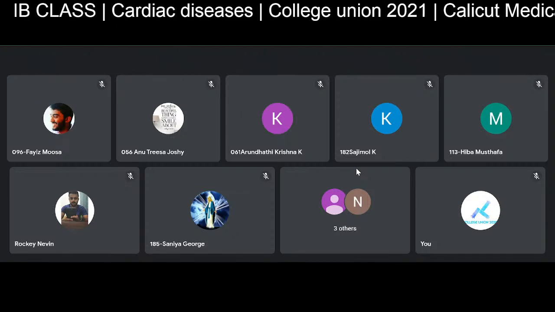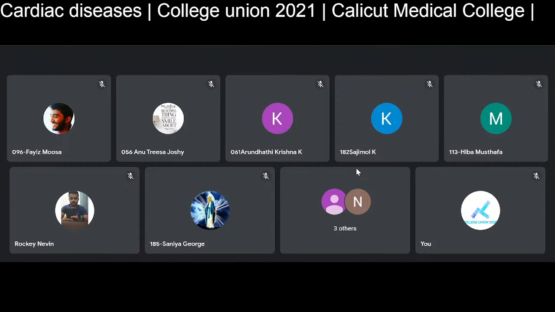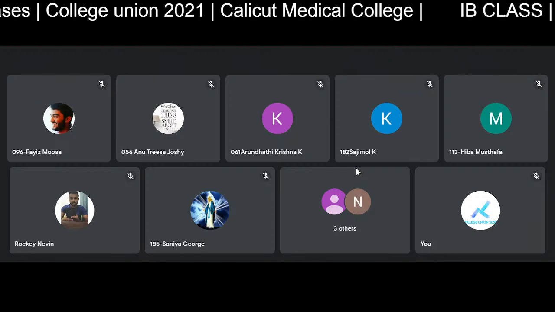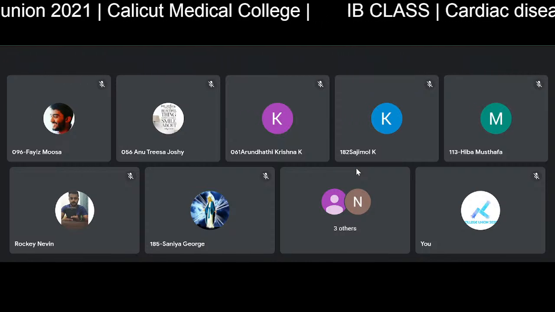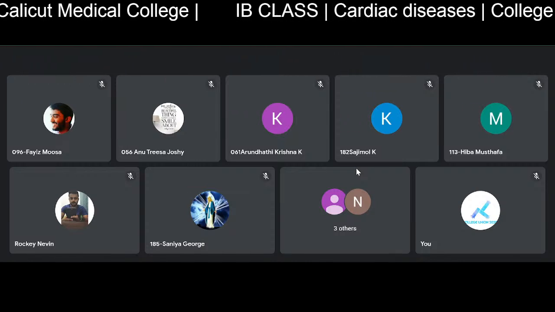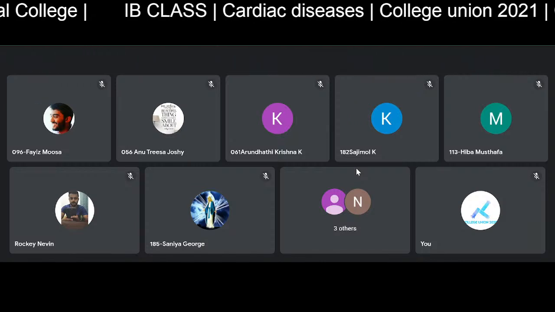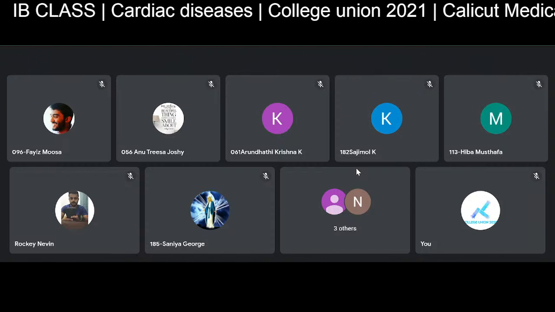Initially, we discussed the basic approach as well as ischemic heart disease, valvular heart disease of various types, and congenital heart disease. So that is the part we covered in the last topic, and this is the second part.